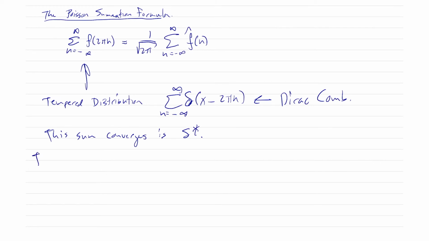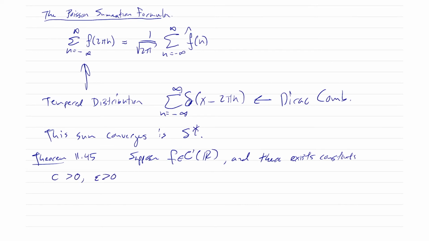And so in applied analysis, this is listed as theorem 11.45, and it says to suppose that f is a C1 function over R. And so if we have a Schwartz-based function, it certainly is. And there exist constants, say a c bigger than 0 and an epsilon bigger than 0, such that we have the absolute value of (1 plus x squared) raised to the 1/2 plus epsilon times f of x is less than c, and then we're also going to have the absolute value of (1 plus x squared) to the 1/2 plus epsilon times f prime of x is less than c.